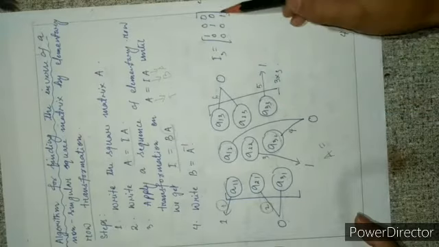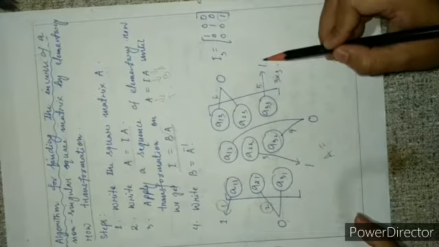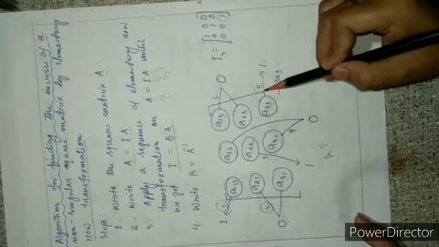Then make the diagonal element A33 equal to 1. This is step number 5.